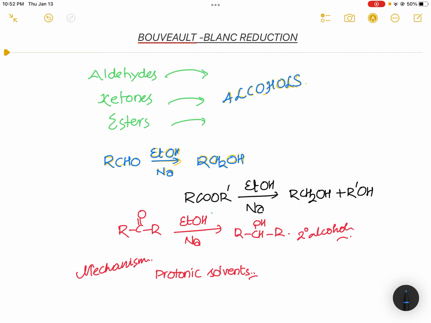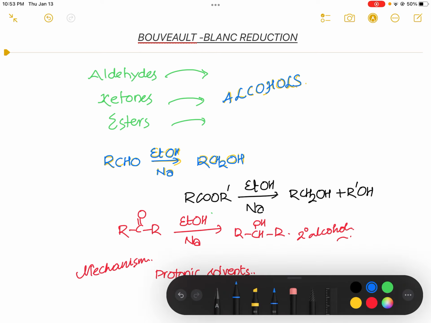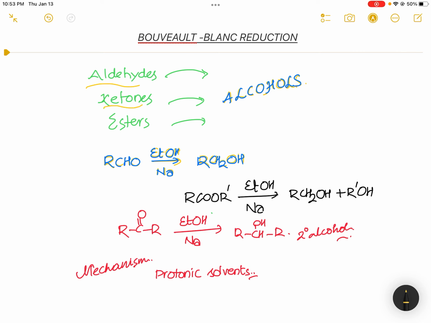Bouveault-Blanc reduction. It's one very interesting reaction. In Bouveault-Blanc reduction, aldehydes, ketones, and esters are reduced to alcohols. Aldehydes, ketones, and esters can be comfortably reduced to alcohols in the presence of sodium and alcohol.